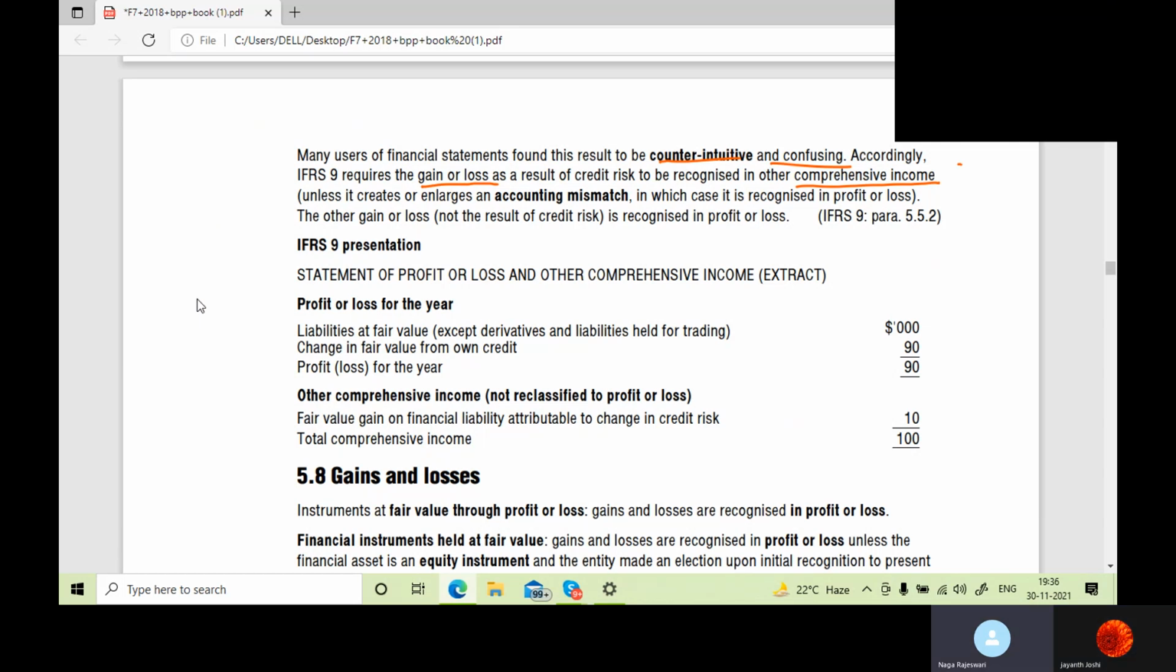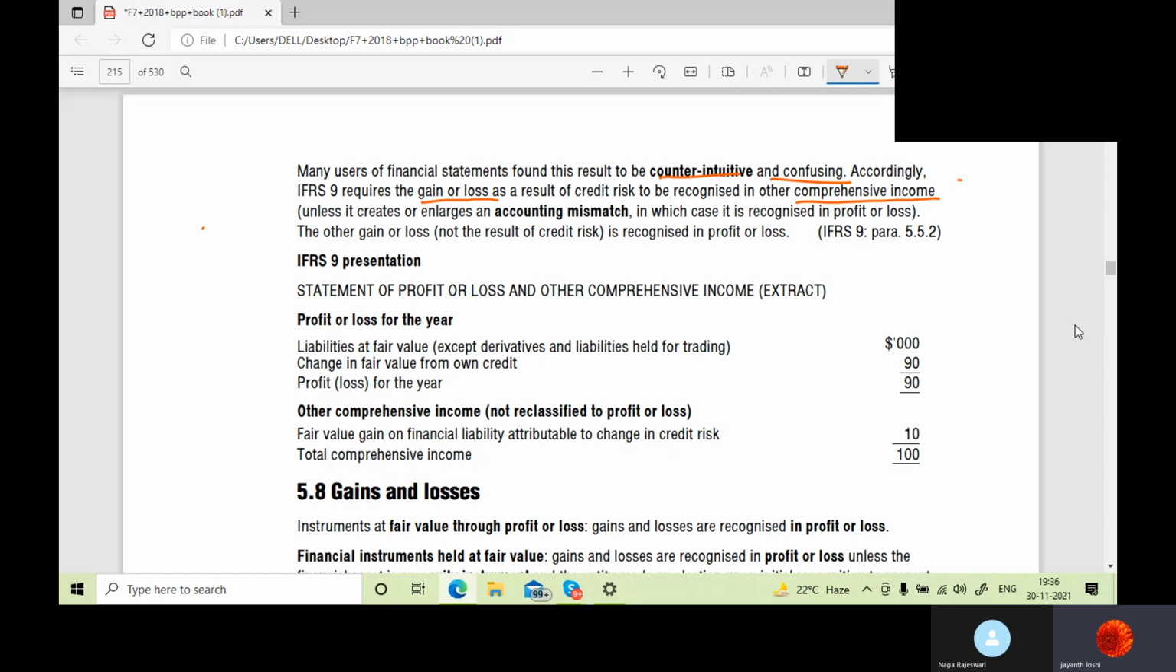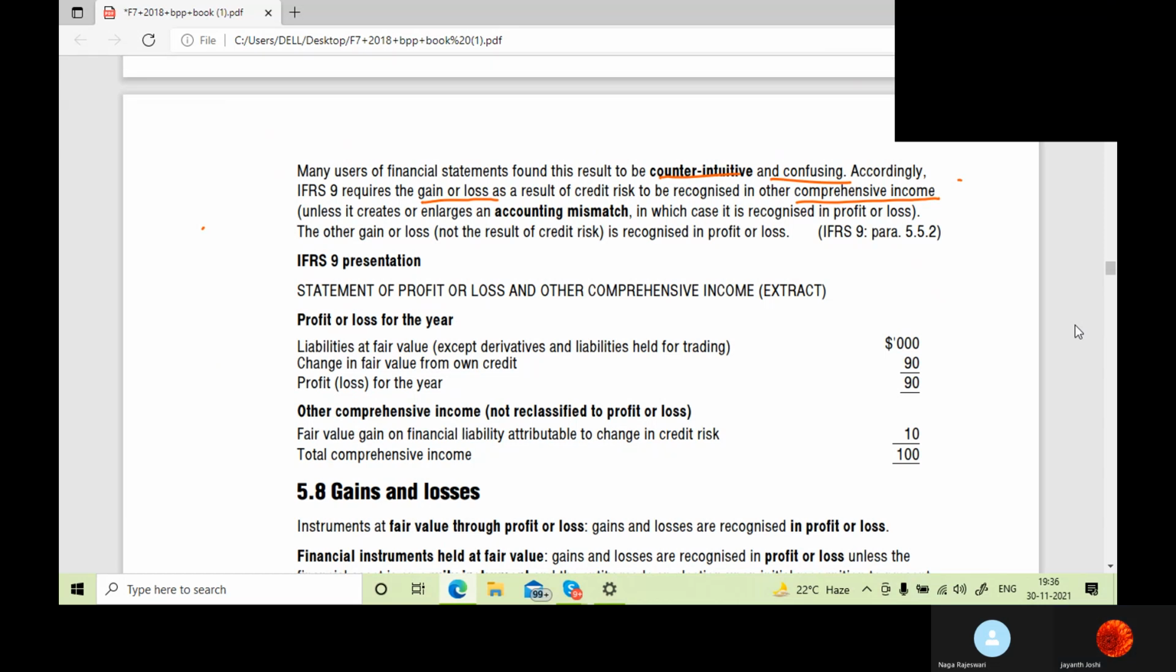Can you repeat once again? Many users of the financial statements found this result to be counterintuitive and confusing. So what IFRS 9 has done is, instead of showing it in the P&L, you show it in the OCI. Whenever there is a credit risk, and because of the credit risk the company's bond value deteriorates, there's a loss. If it goes up, there's a profit. You show it in the OCI, they are saying.